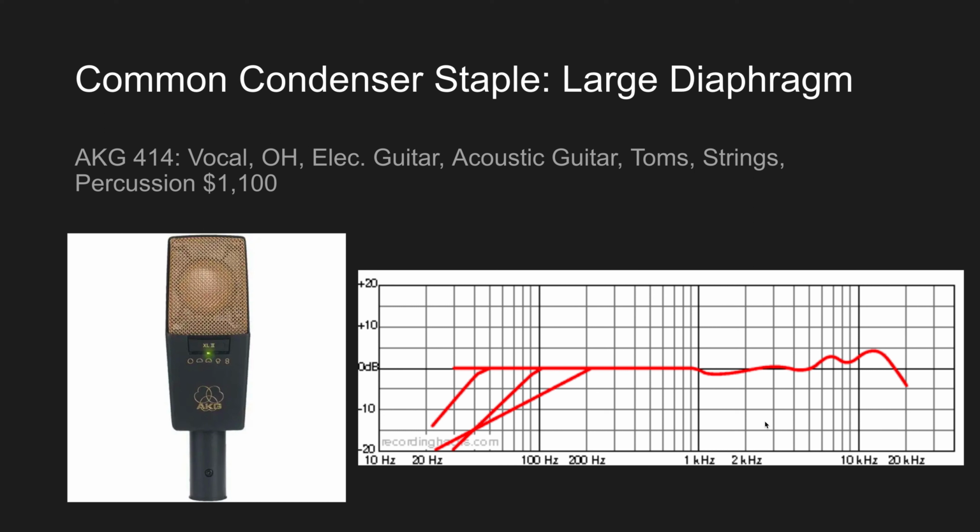And AKG and Neumann are both German companies, so you'll see that really the German companies and then the American companies all had really good microphone companies, and then later on you'd start to see like Japan companies come out with really good stuff, the Roland stuff and everything. But the next one, Sony.